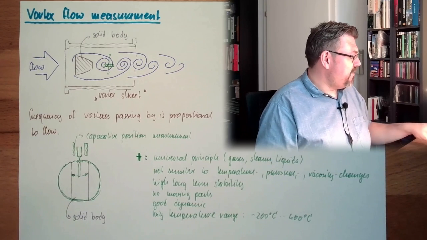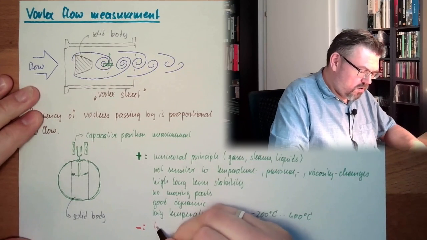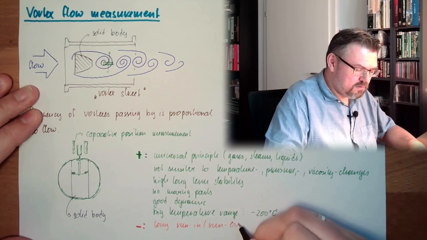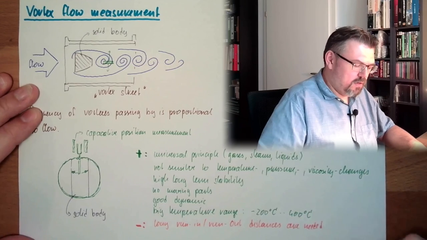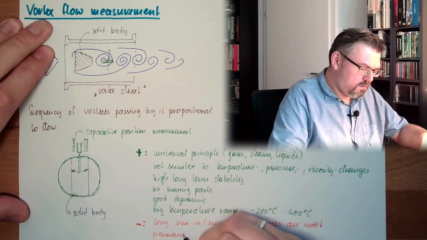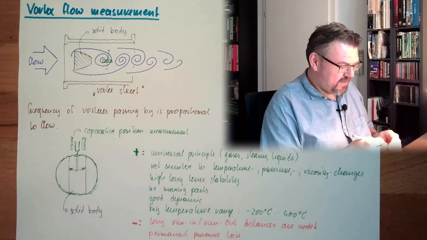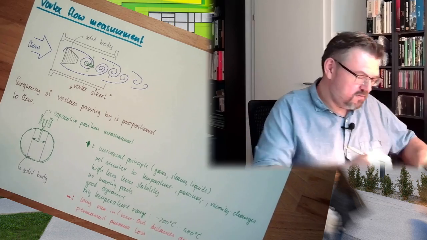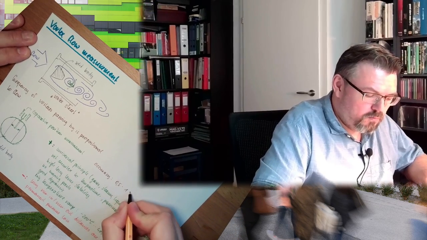Sounds already perfect, right? However, there are also downsides. Yeah? And the downsides are, there is a very long run-in and run-out distance needed, okay? And we have, of course, because of this solid body inside, permanent pressure loss. And if we have something inside, this is also not very working very well. Accuracy: 0.5 to 1%.